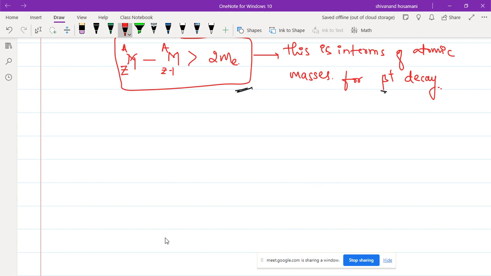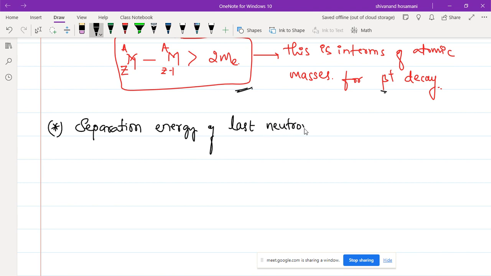Next concept is separation energy of the last neutron or proton.